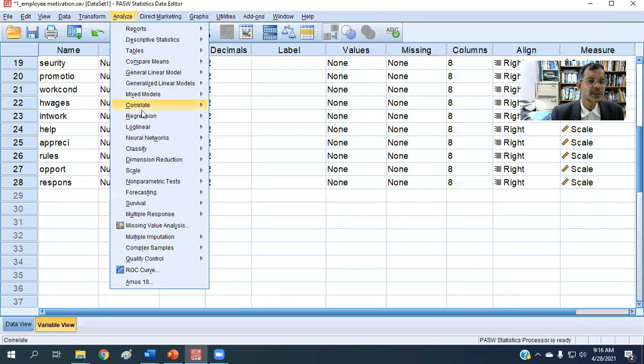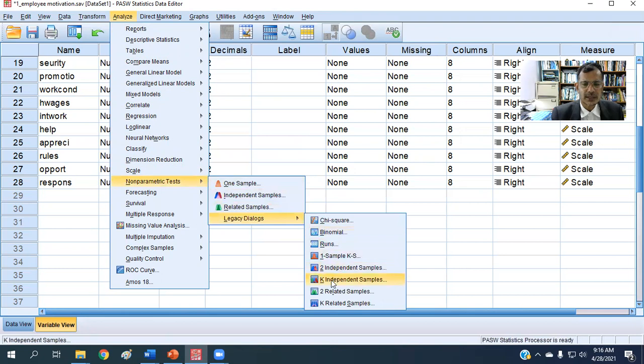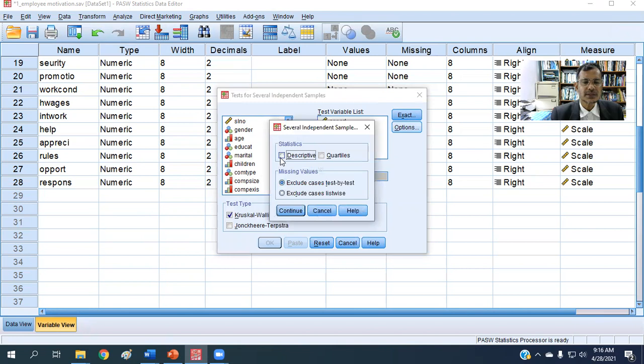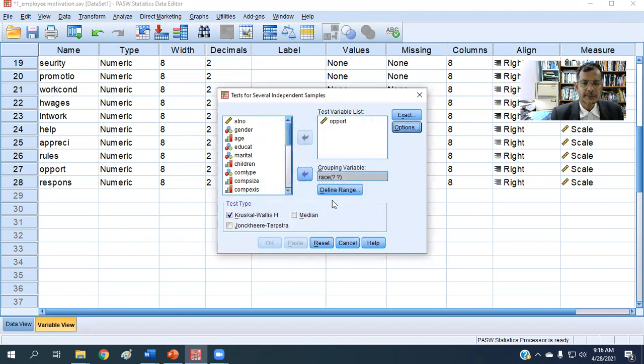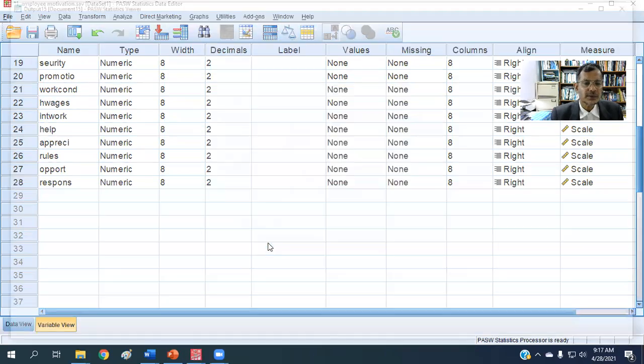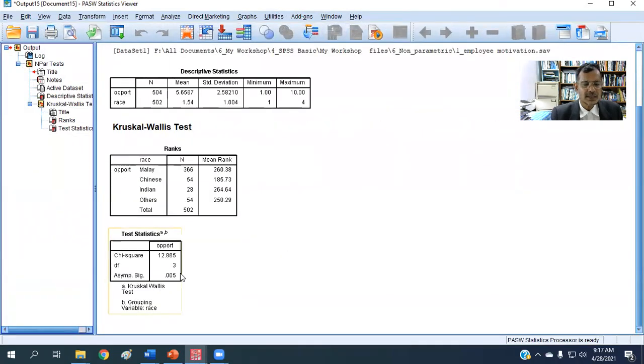Now we can perform the same with a different categorical variable, K Independent Samples. Instead of education qualification, I will take race, and Options, Descriptive, Continue, Define Range, there are 4: Malay, Chinese, Indian, and others. So 1 to 4, Continue, then click OK. Now we see that this test is significant. The Kruskal Wallis test is significant. Chi-square is 12.865. The p-value is less than 0.01, so it is significant even at the 1% level.